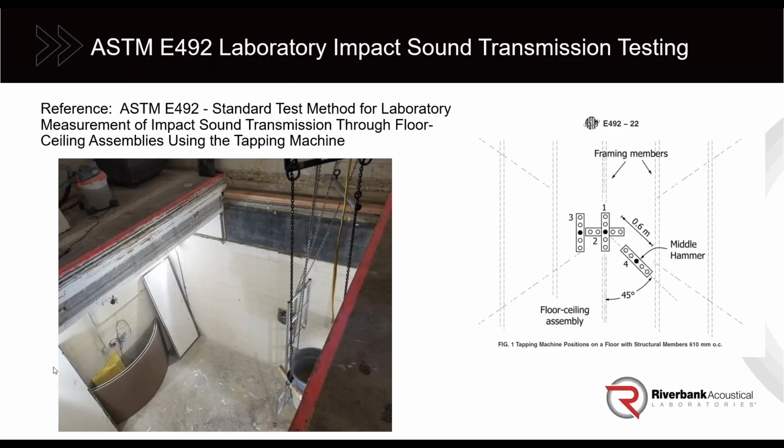This is a photo of our floor ceiling test aperture. So you see there's a chamber below and then a chamber above. We can build almost any type of floor ceiling assembly or roof assembly in this aperture and test it both for airborne and impact sound transmission, so STC and IIC. The tapping machine is placed in a series of positions on that floor after it's been installed.